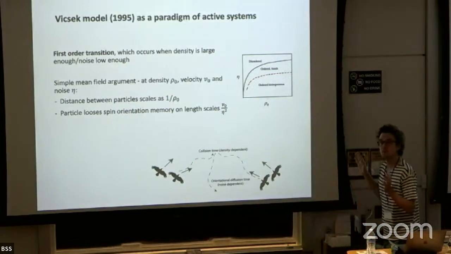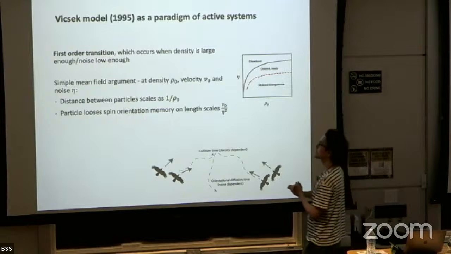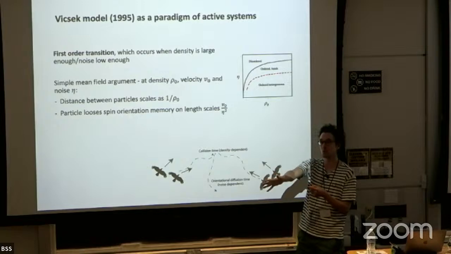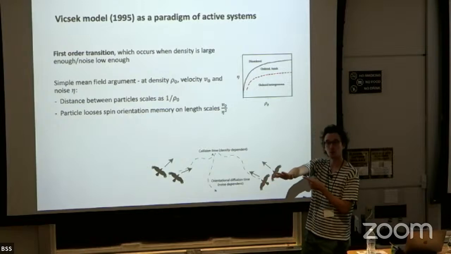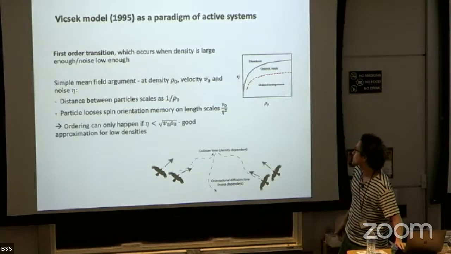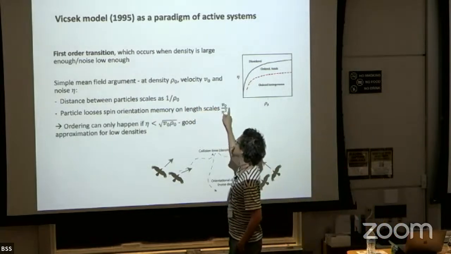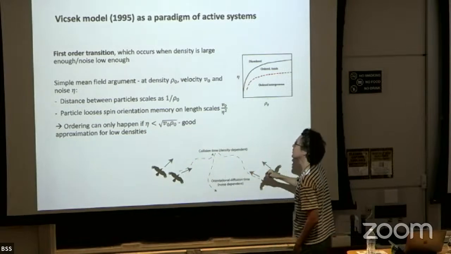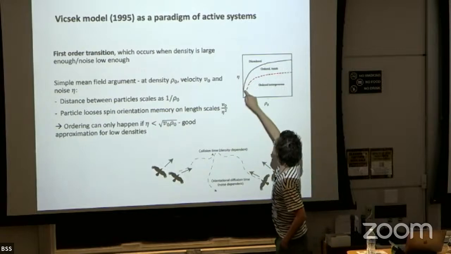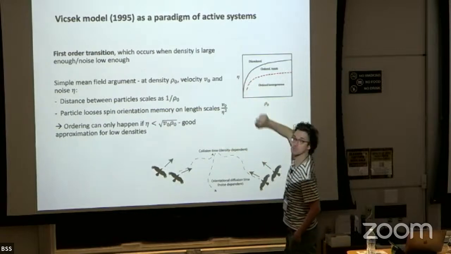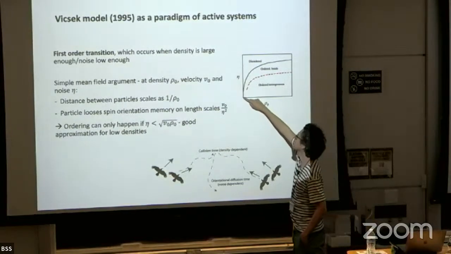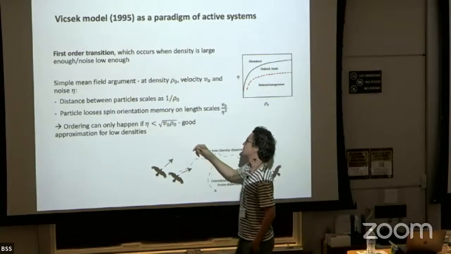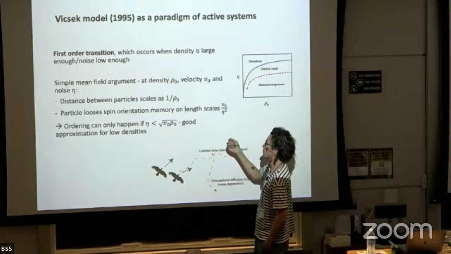And so the very simple mean field thing you can say is that if I collide more frequently than I have time to lose my directional order, I'm going to order, and if not, I'm going to disorder. So if you equalize these two things, you can have ordering if your noise eta is lower than the square root of V0 over rho 0, which gives you this square root relationship, which is nice with what you see here. It makes a lot of sense. You get ordering for low noise or for high densities.